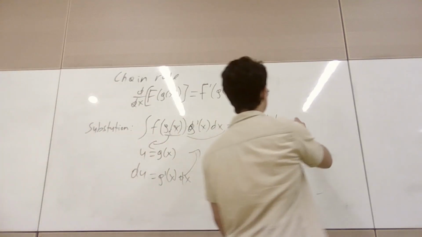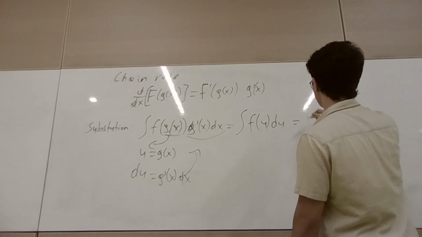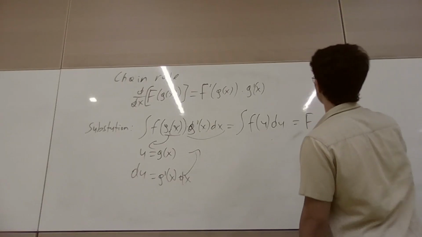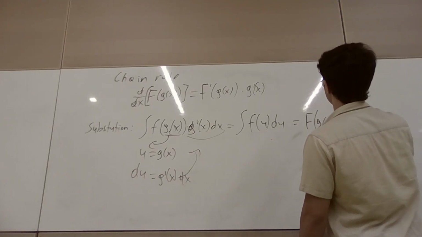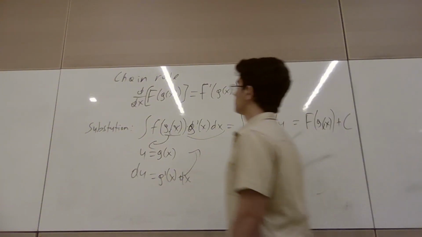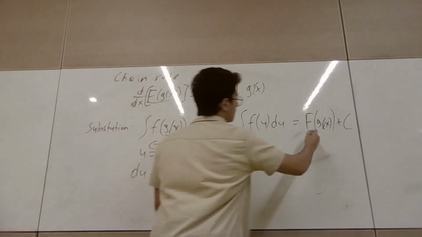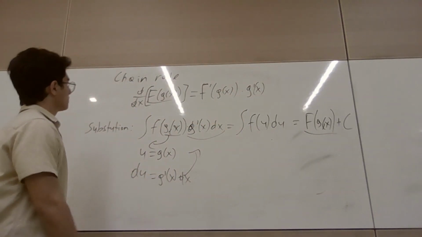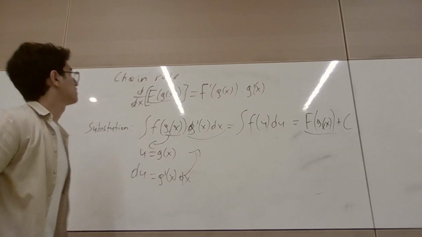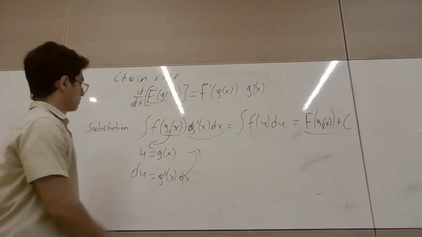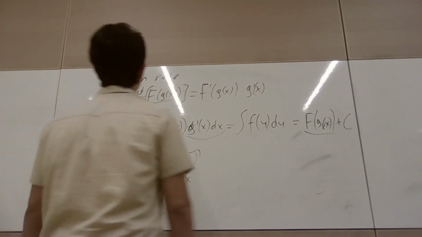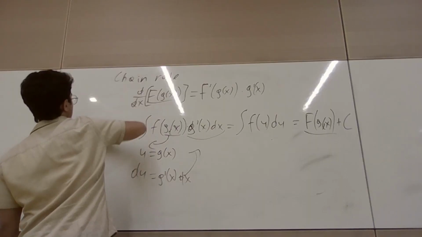And if we find this integral, it's big F(u) here. It's big F(g(x)) plus c. So you can see that we have the same function. So we can say that the substitution rule is going backward in the chain rule. I will explain the substitution rule in some examples.